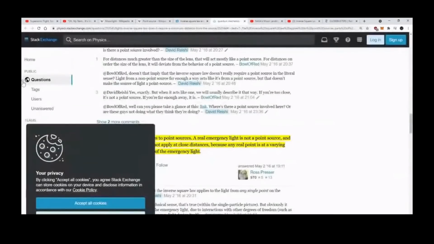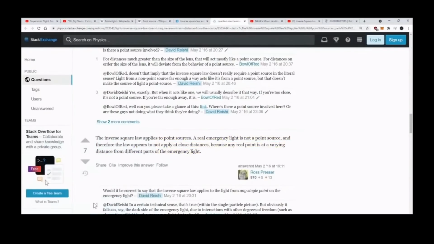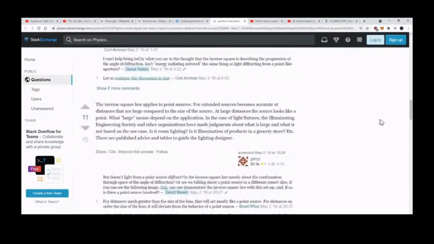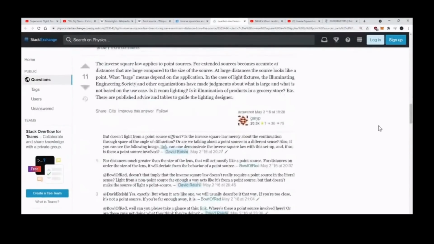Then I went to Stack Exchange, right? Physics Stack Exchange. This is another major site. So I'll just tell it accept all cookies. And they are talking about, again, it's right here. It says the inverse square law applies to point sources. For extended sources, that becomes accurate at distances that are large compared to the size of the source. At large distances, the source looks like a point. What large means depends on the application. In the case of the light fixtures, and so on.